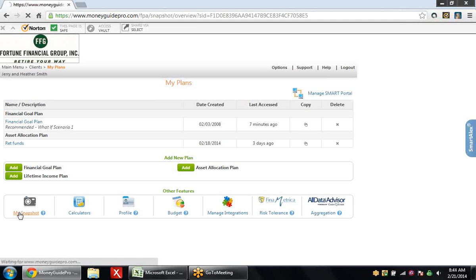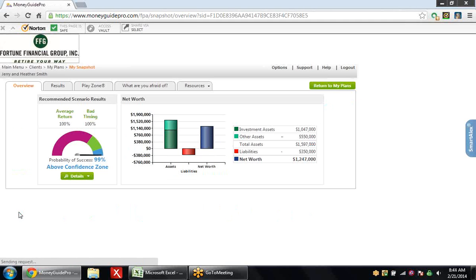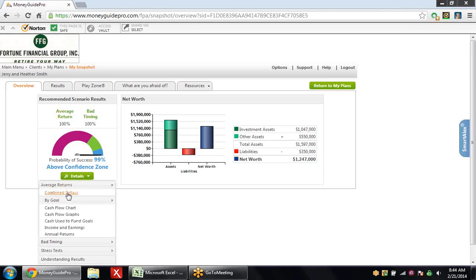Snapshot. I like it because you can get just about everything you could ever want right here in this one area. It starts off with a very quick look at my net worth, and that's not my net worth. It's a sample client, of course. But it shows investment assets, liabilities, net worth. It also shows a quick confidence zone as to how you're doing on your plan. From here, you can click on the details.